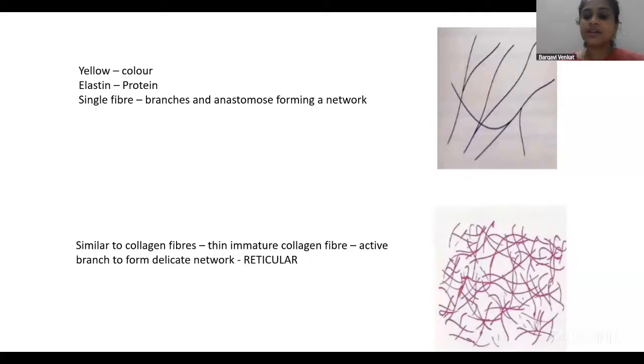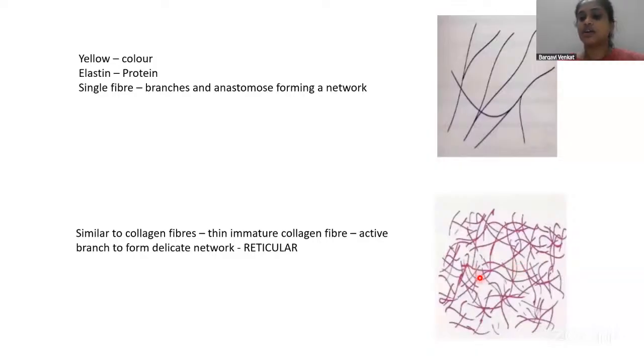Your reticular fiber is similar to your collagen fibers: the same white color, arranged in bundles. But the main thing is that they branch, unlike your elastic fibers. Your elastic fibers will be branching only at some end points, whereas your reticular fibers, as you can see, are full of branches. They branch to form a delicate network, but not as your elastic fibers do. So this is your reticular, elastin, and collagen fibers.